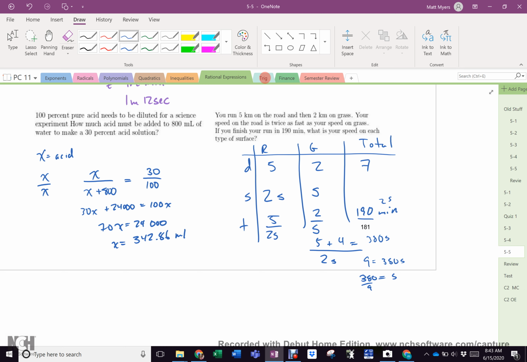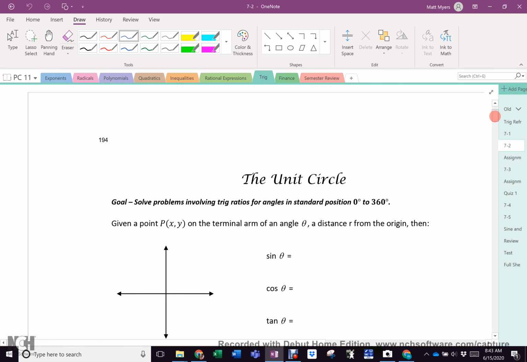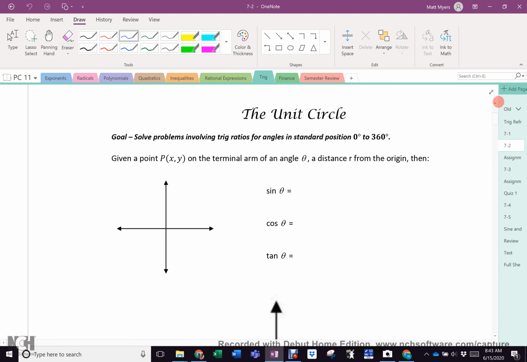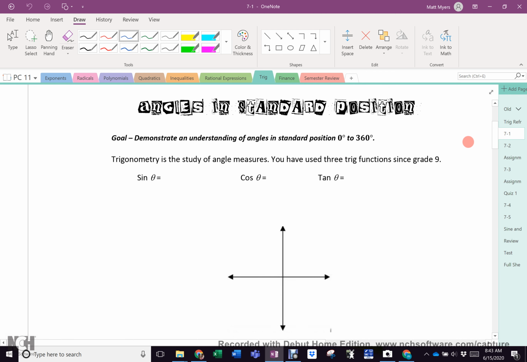All right, if you would all be so kind as to flip to page 194-ish, no, I'm sorry, I'm the worst kind of liar. Page 191, angles in standard position. Now, you all remember trigonometry. Sine is opposite over hypotenuse. Cosine is adjacent over hypotenuse. Tangent is opposite over adjacent.